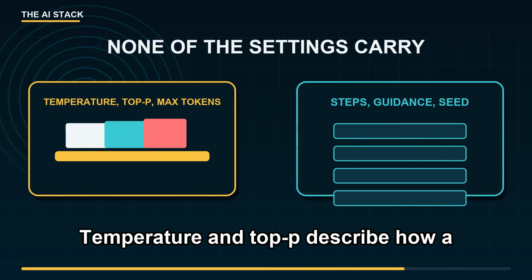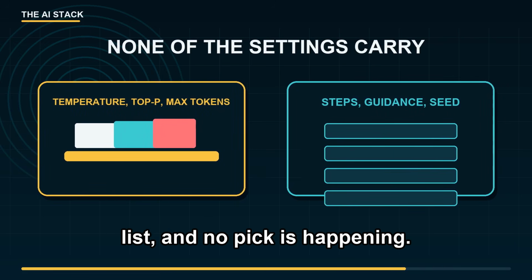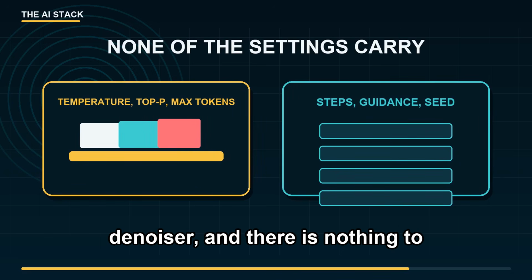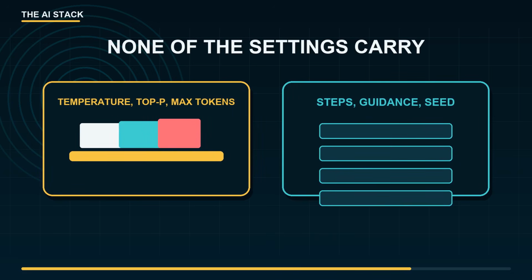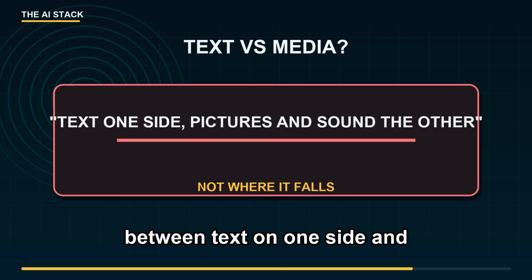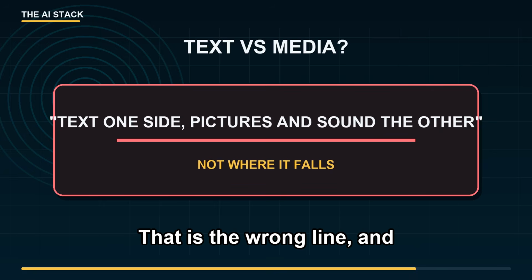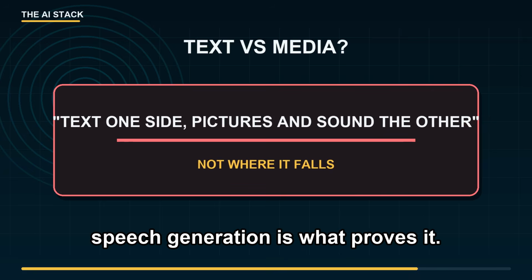Temperature and top P describe how a pick is made from a ranked list, and no pick is happening. Steps, guidance, and seed describe a denoiser, and there is nothing to denoise in a sentence. So you would draw the line between text on one side and anything with pictures or sound on the other. That is the wrong line, and speech generation is what proves it.